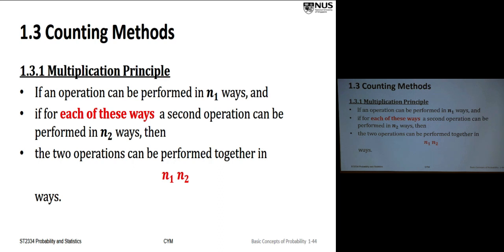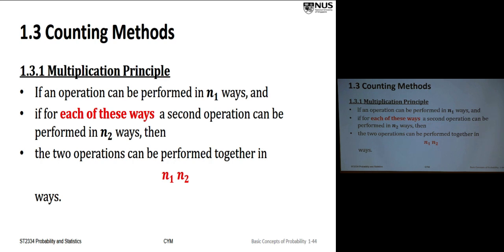All right. So basically there are two very important operations. One is the multiplication rule. The other one is the addition rule. And then based on those, we have permutations and combinations. So today we are going to talk about all this. All right. So first of all, the multiplication rule or principle.